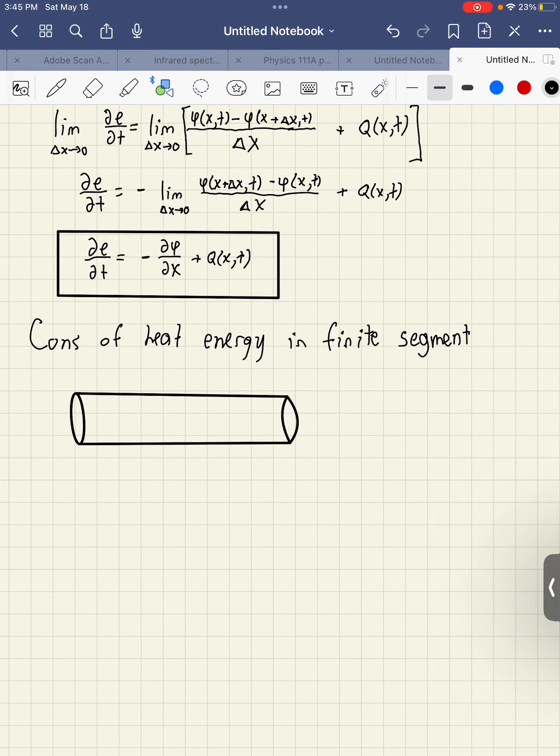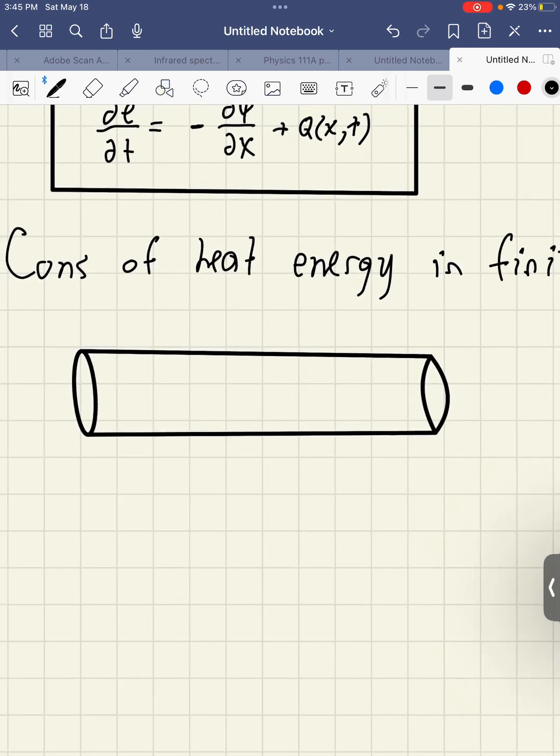Consider another rod, going from 0 to L. Now let's say our finite segment is located at x equal to A and x equal to B.